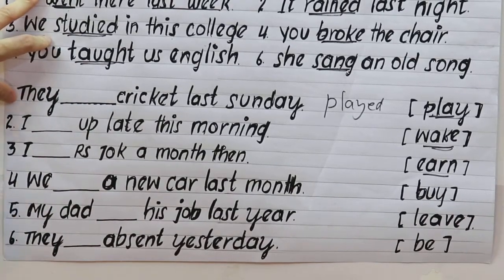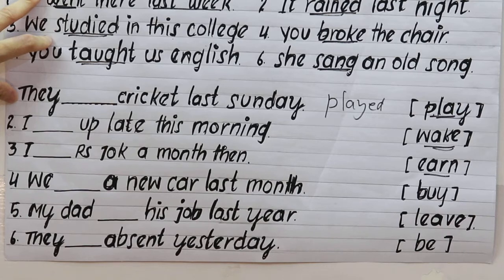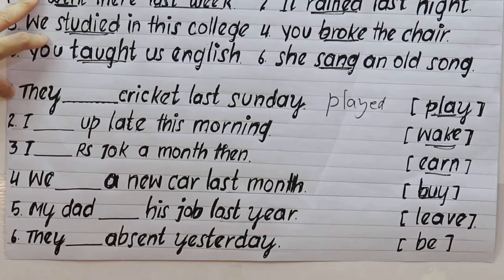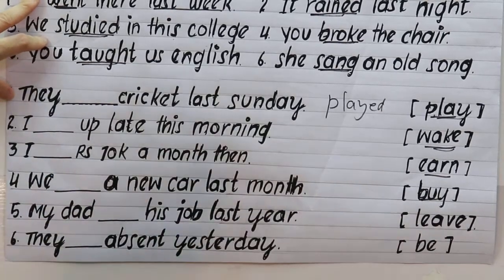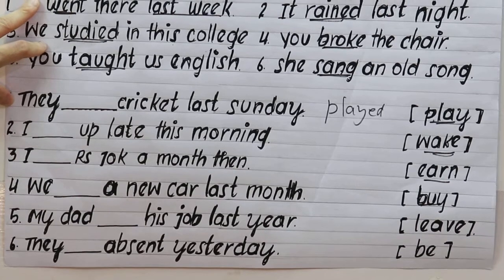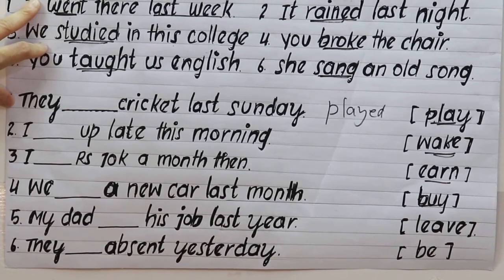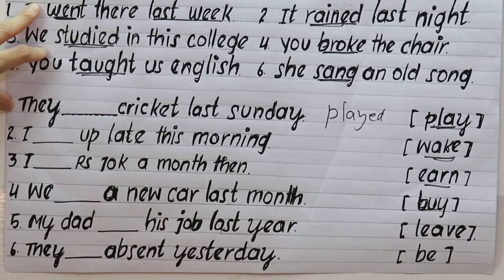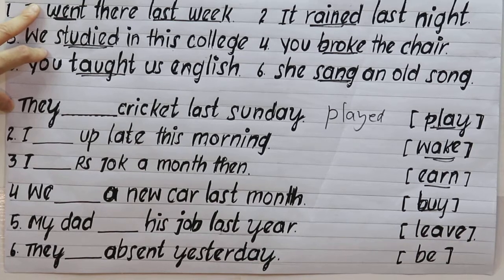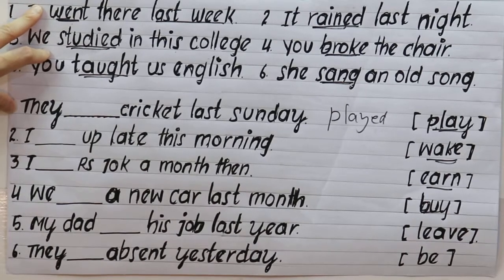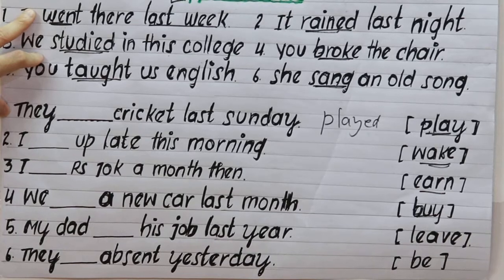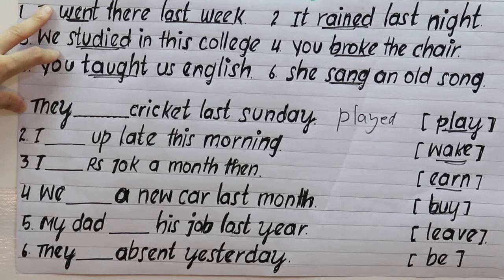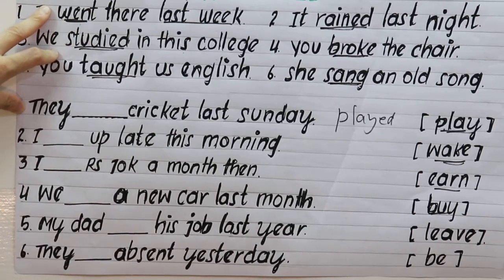Okay. Next, fourth number. We dash a new car last week. Buy होता है खरीदना. So second form क्या होगा? हमने पिछले महीने नई गाड़ी खरीदी. We buy का क्या होगा? Bought. B-O-U-G-H-T. We bought a new car last month, right? Okay. Fifth number. My dad dash his job last year. Leave होता है छोड़ना. मेरे पापा ने पिछले साल जॉब छोड़ दिया. My dad left his job last year. Left. Good.